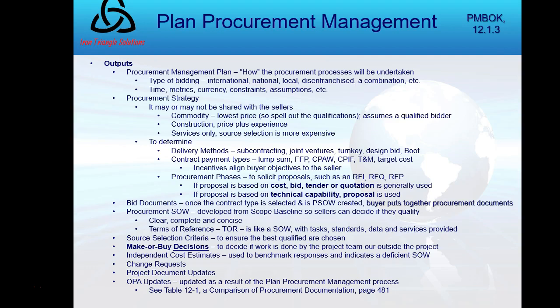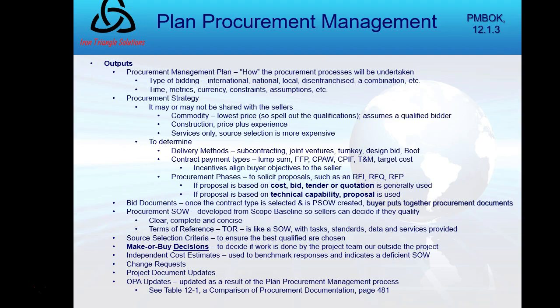So if the procurement is based on cost, a bid, tender, or quote is generally used. If it's based on technical capability, a proposal. So you'll see request for proposal, then it's a technical capability that they're focusing on. If it's a request for bid or request for tender or RFQ, request for quotation, then you can say the key is cost. Okay? We'll have bid documents, which we are putting together now, the statement of work, for example. You'll have your source selection criteria. So what are your requirements and how do you weight them?